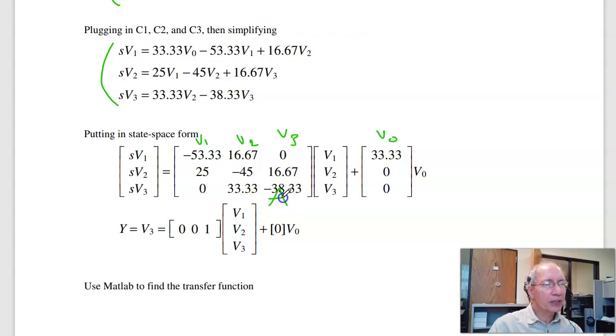So here's my A matrix, my B matrix, C matrix, and D matrix. Usually the D matrix is 0. Not always, but usually.